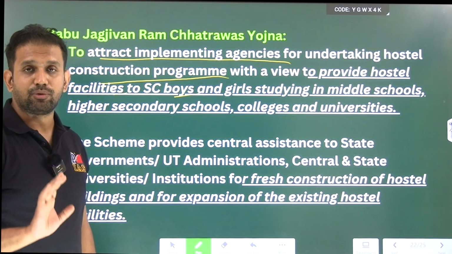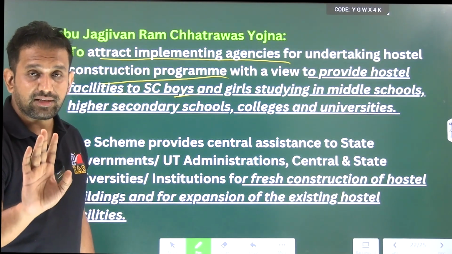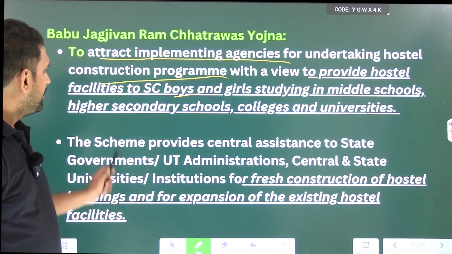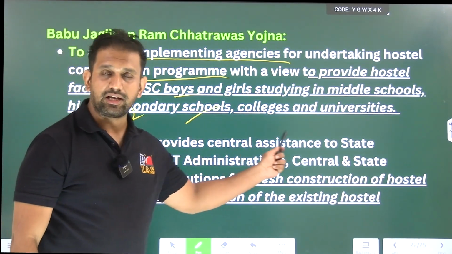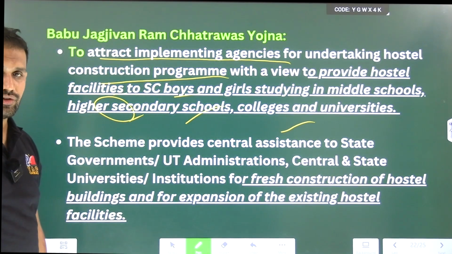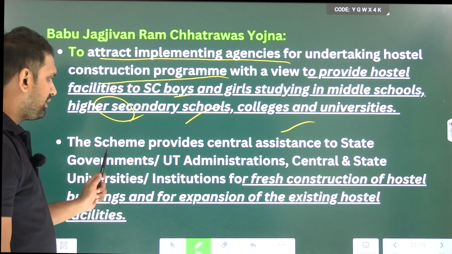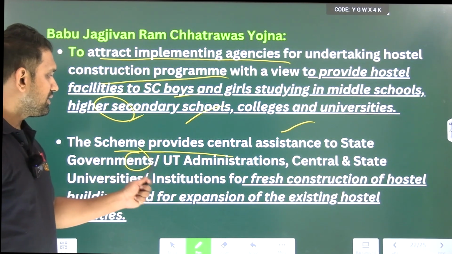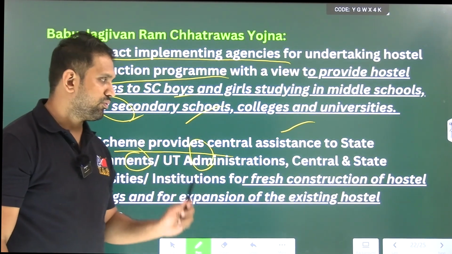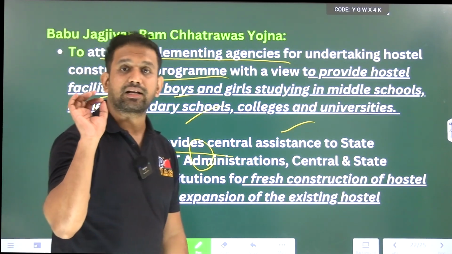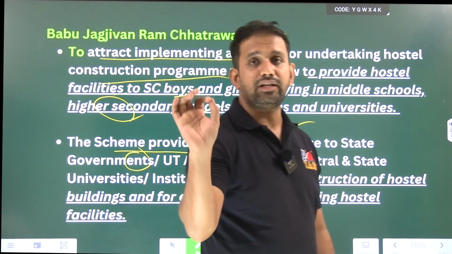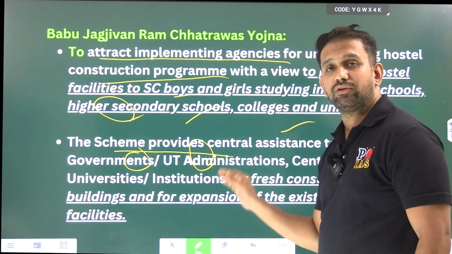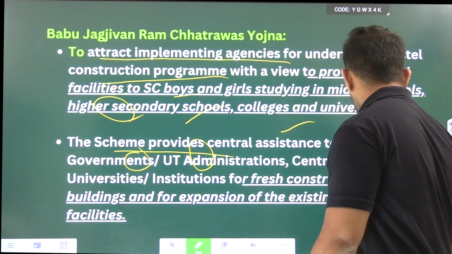These SC, ST boys go to that particular hostel and ask if any vacancies are there. If any vacancies are there, they will directly enroll them. If they are coming for higher education, college education, university education, these hostels will be provided. The scheme provides financial assistance. Central government will give money to the state government and union territory for the implementation of the scheme, nothing but construction of hostels for SC boys and girls pursuing higher education in colleges and universities. This particular scheme was launched for that.